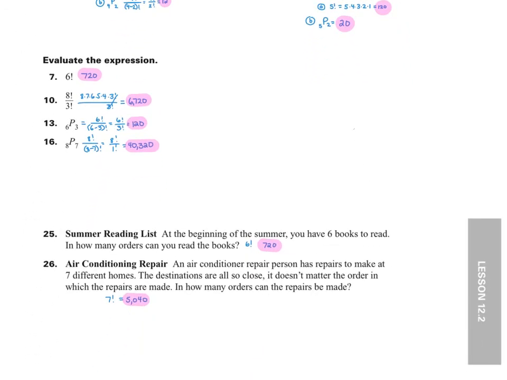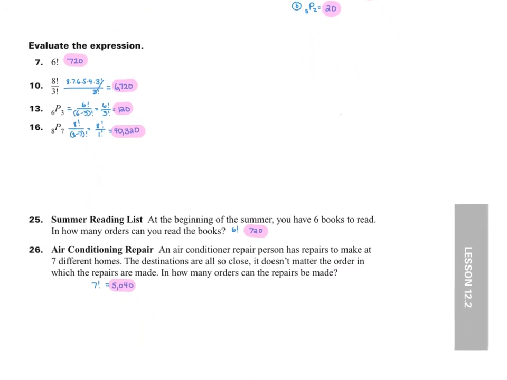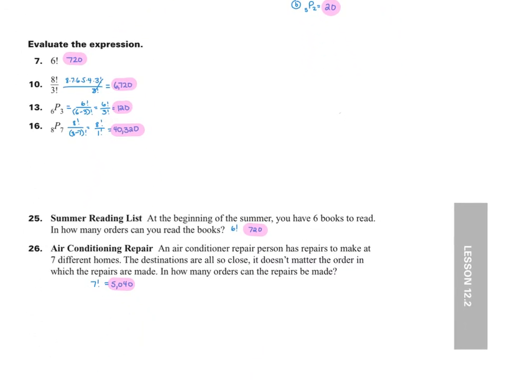All right, 25, summer reading list, 6 books to read in what order? So there's a key word there, right, like order. And then 26, an air conditioner repairman has to repair 7 different homes. Destinations are close. Doesn't matter the order in which the repairs are made. How many orders can the repairs be made? So again, that would be permutation because of the order.